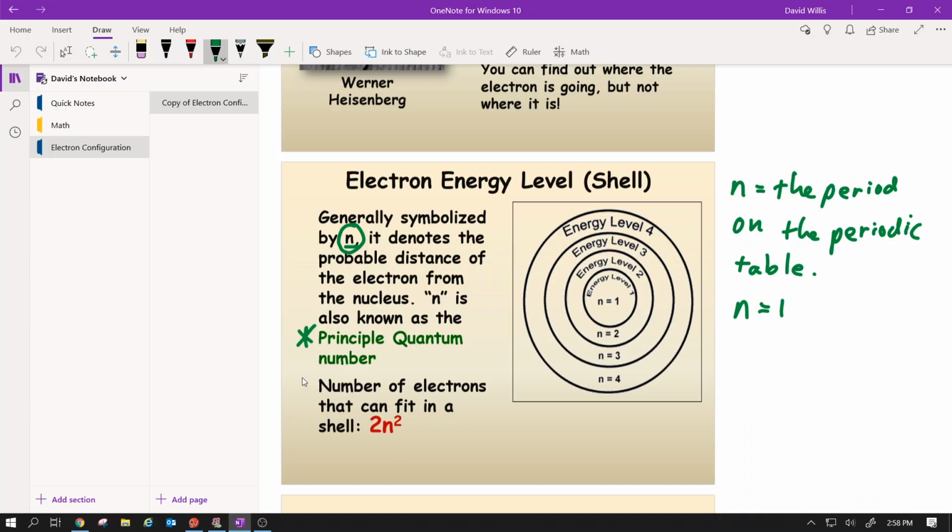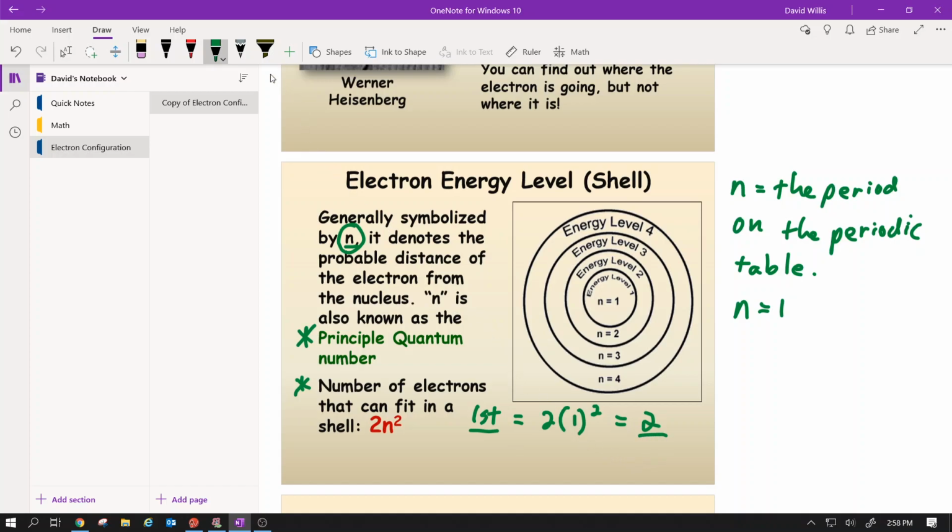We can use the principal quantum number to figure out the number of electrons that can fit in an energy shell, or an energy level, and that is equal to 2n squared. So for our first energy level, it is 2 times 1 squared, which is 1 times 2, so I get 2. So my first energy level can only hold 2 electrons.